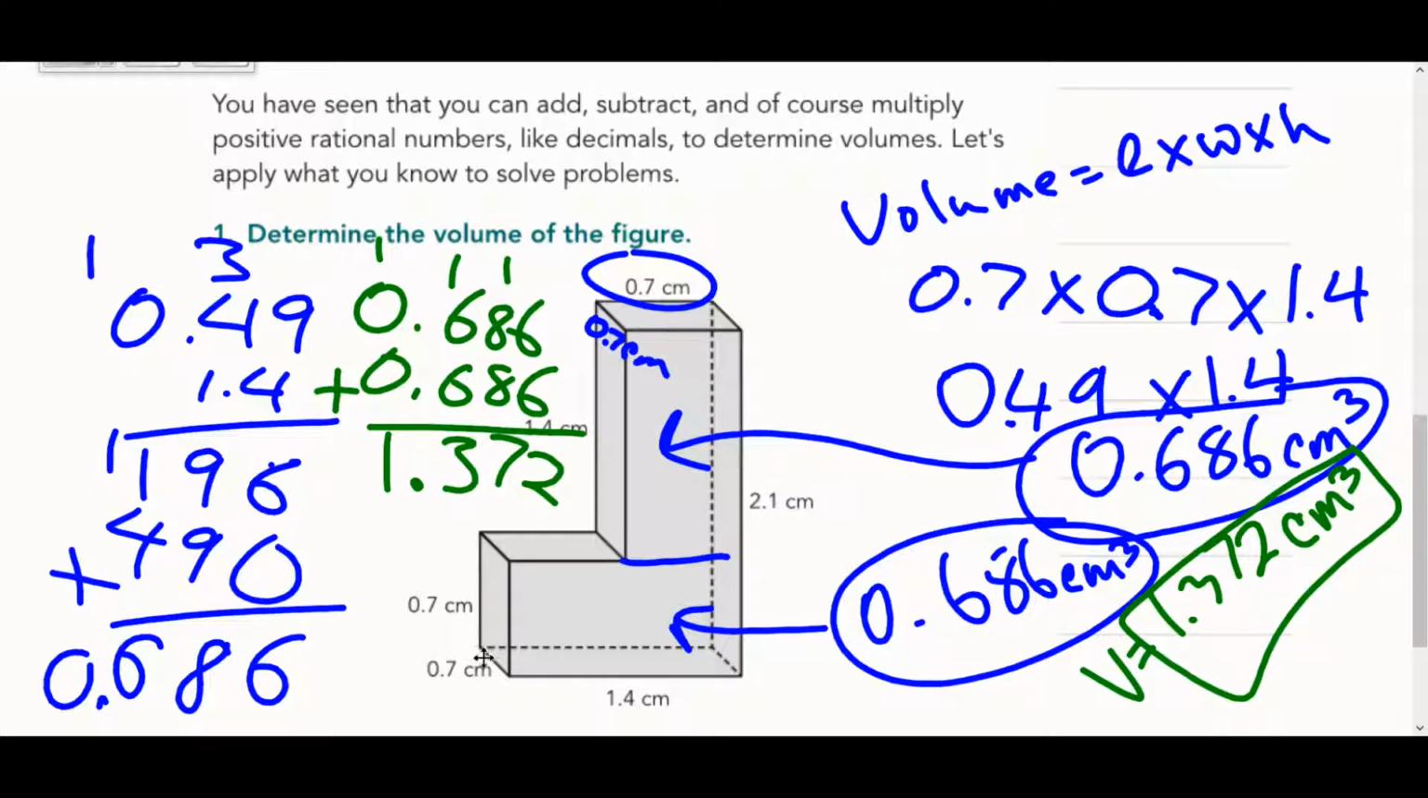And then we noticed, hey, look at this. It has the same dimensions on this rectangular prism. So it's basically 0.686 centimeters cubed. That saves some time if we recognize that it has the same dimensions. Now, to find the total volume of the shape, we need to add these two numbers together. Notice how we line up the decimals. And we add, and we get 1.372 centimeters cubed as our final answer. So decompose the shape into two shapes, or two solid figures. Find the volume of each, and then add them together.